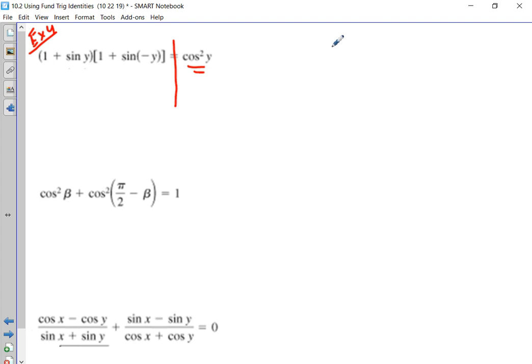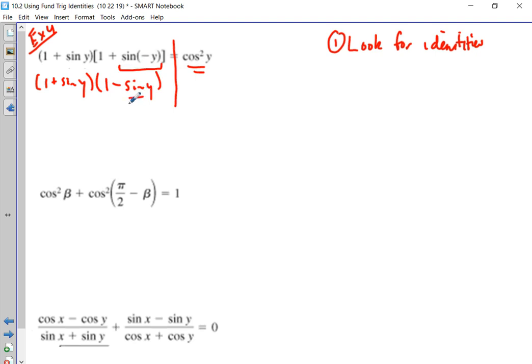Now, if you recall, our strategy is the first one: look for identities, if possible. And what do we have here? Well, we don't have an identity here because it's just 1 plus cosine y. But we have one right here that looks a little weird: sine negative y. If you recall, sine negative y does have an identity. Because you have the negative y right here, it flips things around, and that turns this into negative sine of y. So instead of being positive, it's a negative.